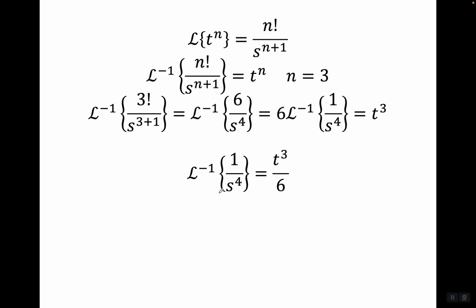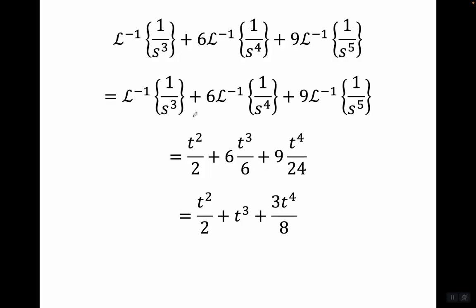Divide both sides by 2, and we end up with the inverse Laplace transform of 1 over s cubed equals t squared over 2. In the same fashion, we need to find the inverse Laplace transform of 1 over s to the fourth. So we're going to plug n equals 3 into this formula, because then this denominator is going to be s to the fourth. So we have 3 factorial over s to the 3 plus 1. In other words, the inverse Laplace transform of 6 over s to the fourth. That's 6 times the inverse Laplace transform of 1 over s to the fourth. That's t cubed. Divide both sides by 6, and we get the inverse Laplace transform of 1 over s to the fourth, which is t cubed over 6.